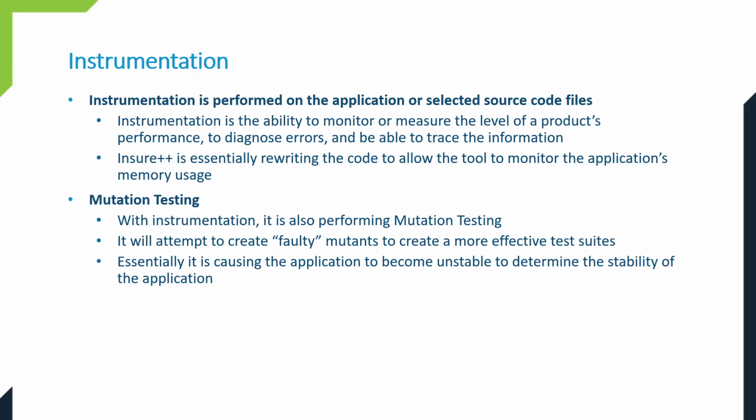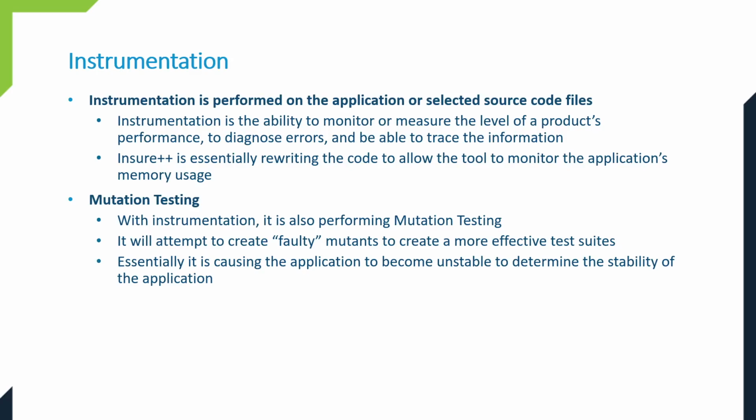Now, it can do this by performing instrumentation. So instrumentation is taking your source code and then changing it so we have the ability to monitor the application when it's running. Instrumentation also is a form of mutation testing. It is deliberately rewriting the code to make it unstable to test how stable the program actually is.